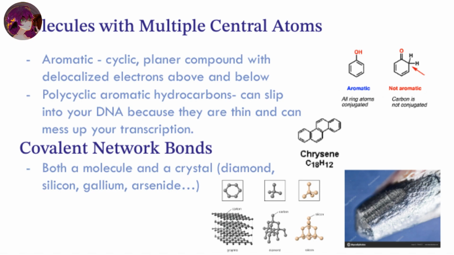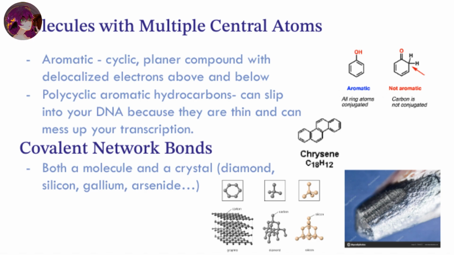And then the polycyclic aromatic hydrocarbons are a lot smaller, crystalline here, C18H12. These can enter your body because they're just that tiny, and they can mess up your DNA or the transcription phase.